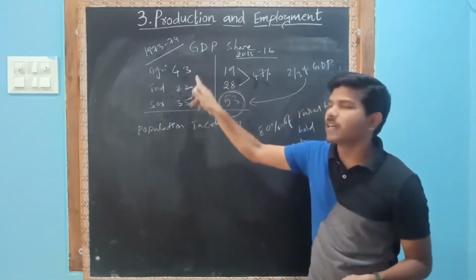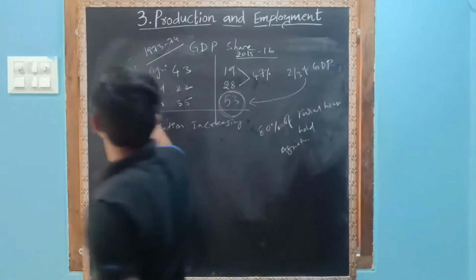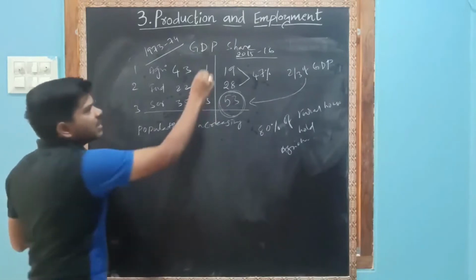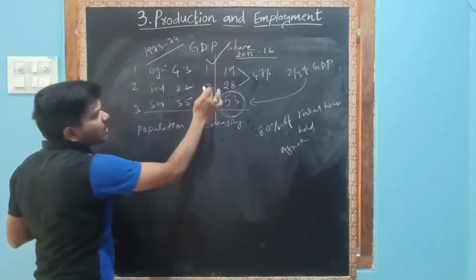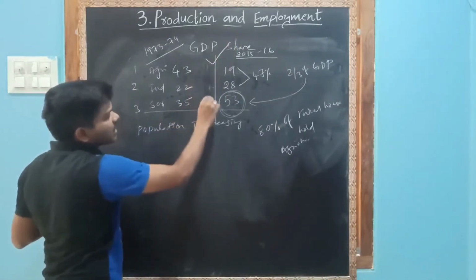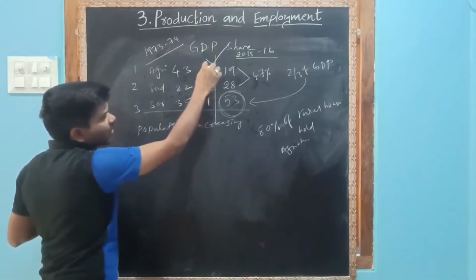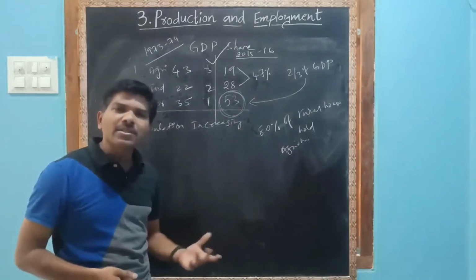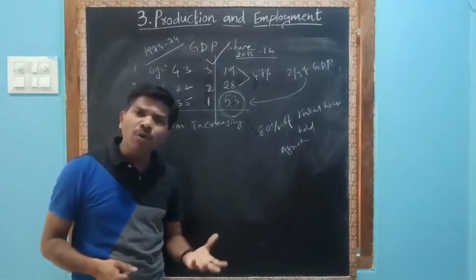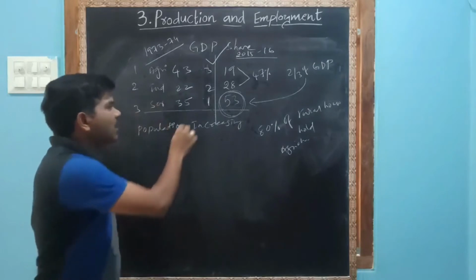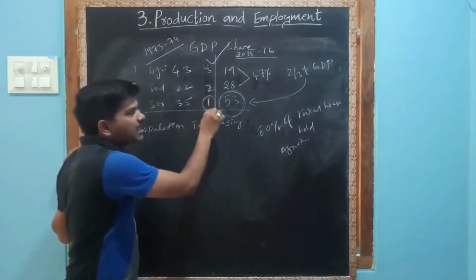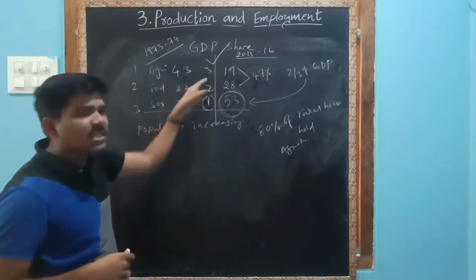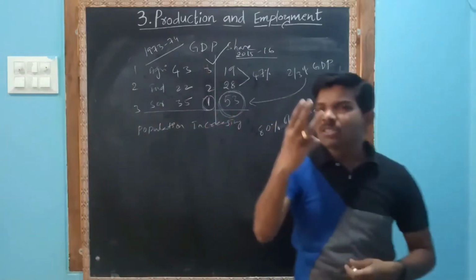What should be the correct procedure? 1, 2, 3 or 3, 2, 1? It is 3, 2, 1. For good development in GDP, growth and development, first the service sector needs to come to the first place, second the industrial sector, and third, agriculture needs to come into the third stage.